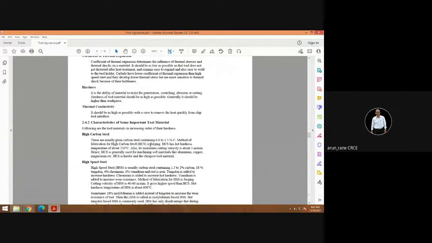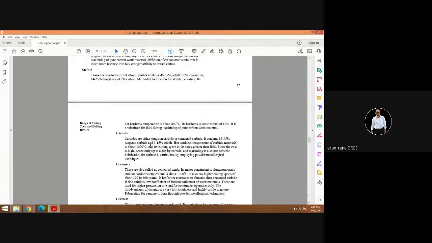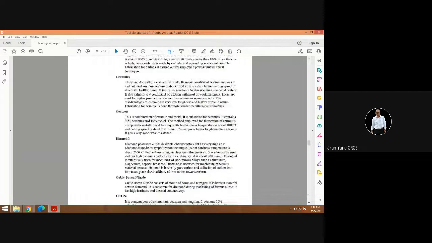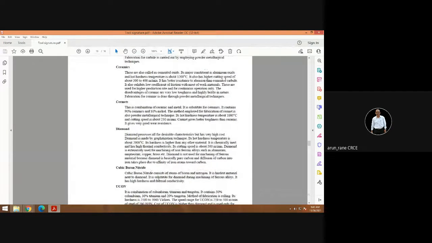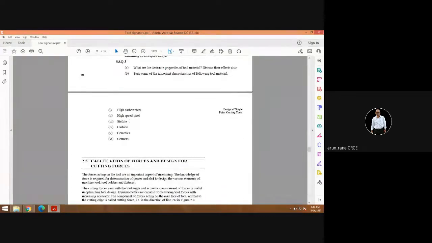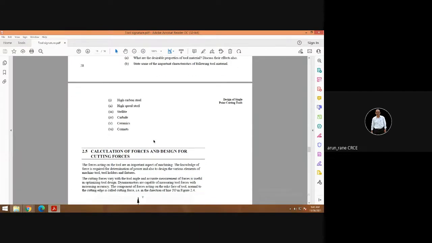When all these tools are hard, what is hot hardness, and materials are also explained. What are the different tool materials: stellite, carbide, ceramic, cermets, and what are their properties. Only what can be asked is for 2 marks, explain the different cutting tool materials. That's all. This is sample question 3. What are the desired properties of the tool material? The most important is it should be hard and should withstand the temperature.